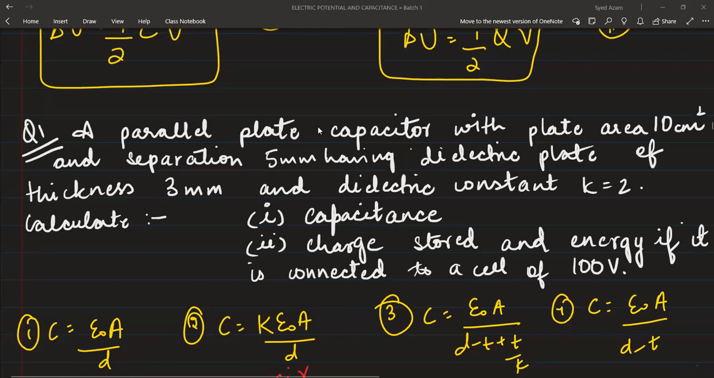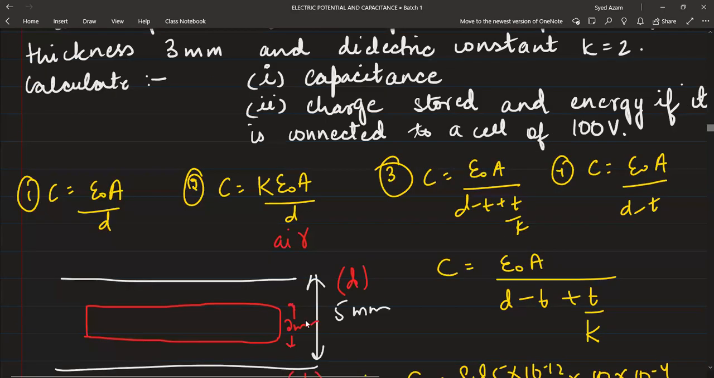See, Shwana, the separation is more and the thickness of the plate is less. It means some space is left. So this is which case? This is the case when you insert a dielectric slab. That is option 3, like this. See, the separation between the plates is this and thickness is this. So it means some gap is left. So you use this formula. Understand?